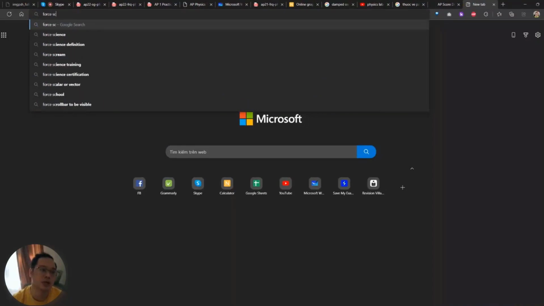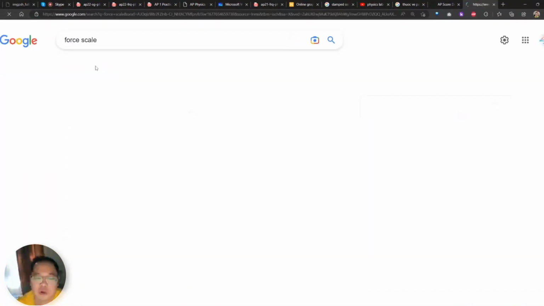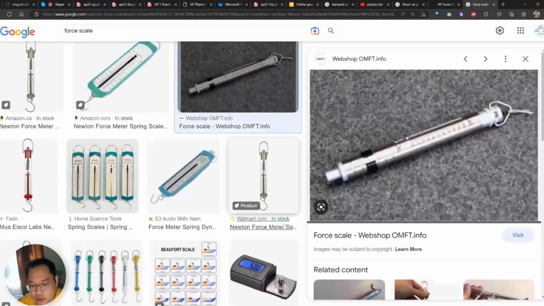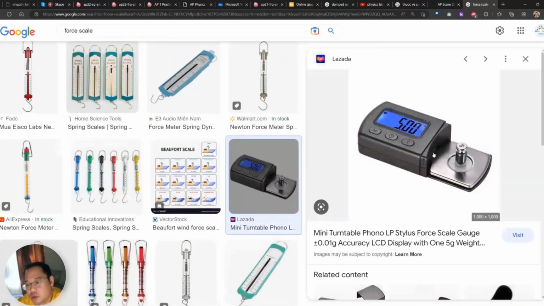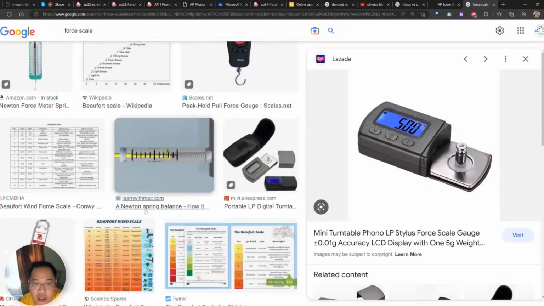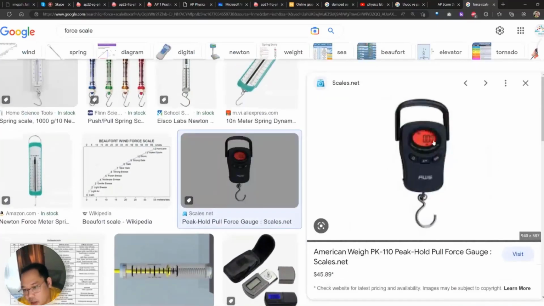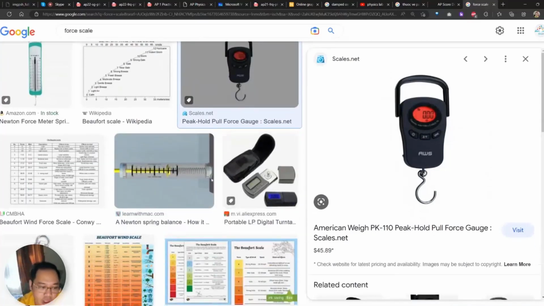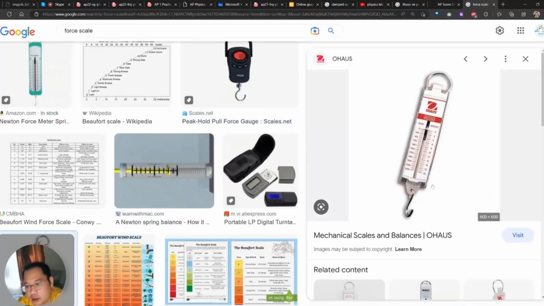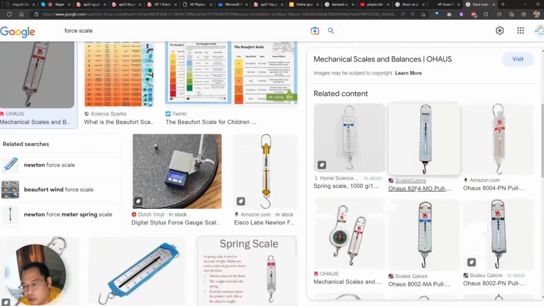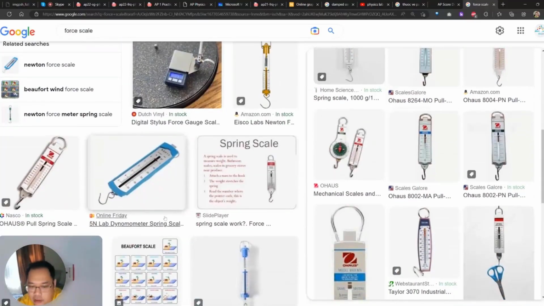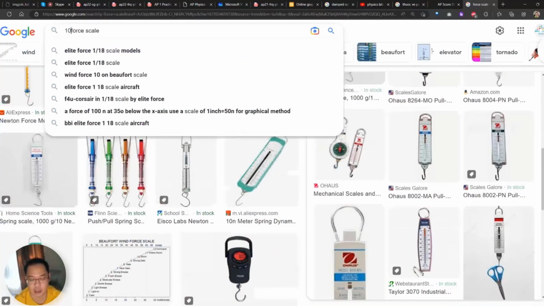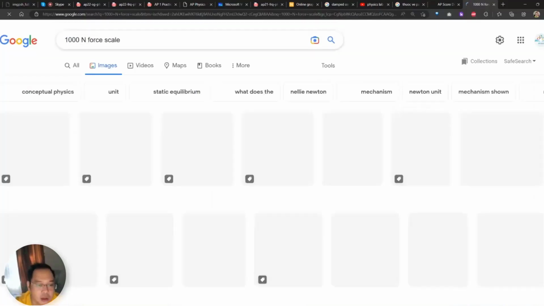There are different types of force scale. Some are very simple, like this one, and some are like a digital sensor. This one measures weight, not the force scale I'm talking about. Like this one: it has a sensor inside and a digital display to show how much force you pull. So you need a force scale, a simple tool like this. Of course, there are bigger ones with a greater range of measurement, up to 1,000 Newtons, for example. Let me see if I can find that 1,000 Newton force scale.